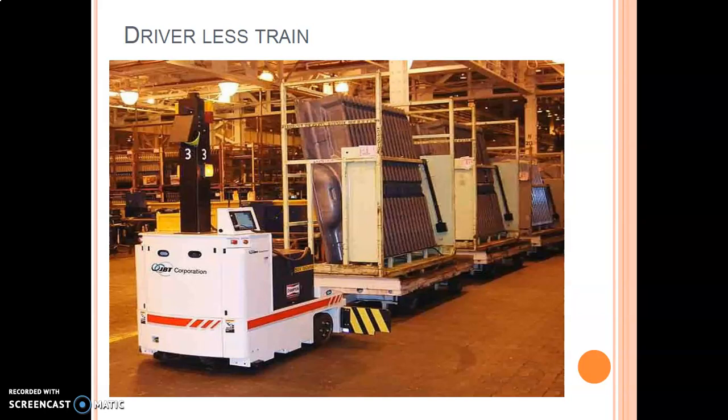So this is an actual diagram of the driverless train. You can see it is totally controlled by the computer. The first part is the main power source. It has a battery and other arrangements, and subsequently the trolleys which are connected with the main unit.